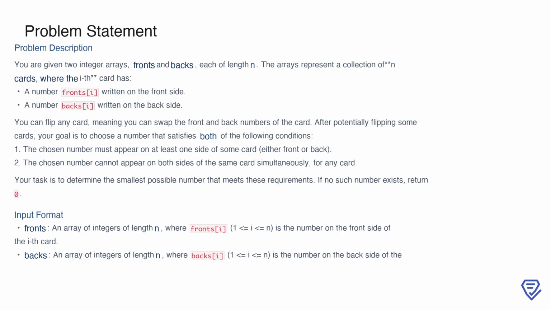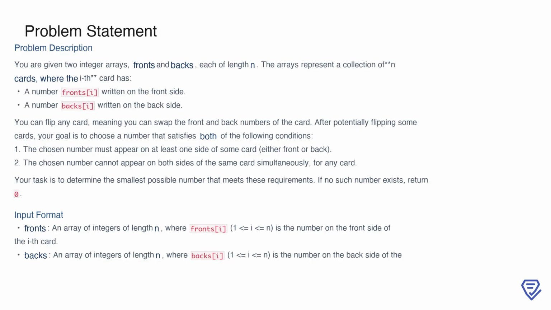Your goal is to find the smallest number that satisfies two conditions. First, the number must appear on at least one side of some card, either the front or the back. Second, the same number cannot appear on both sides of any single card. If no such number exists, you should return 0.